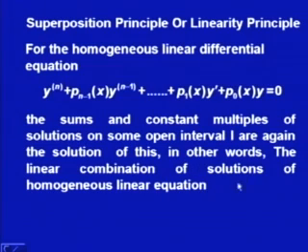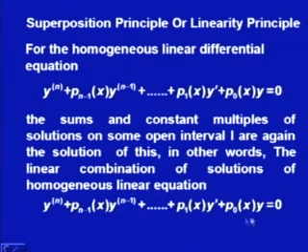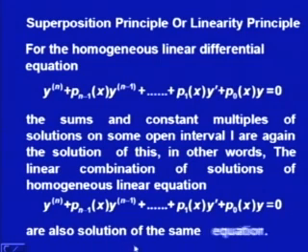In other words, the linear combinations of the solutions of a homogeneous linear equation are also solutions of the same equation. That is, suppose I have y1 and y2 as two solutions of this homogeneous linear equation. Then C1 y1 plus C2 y2 will again be a solution of this homogeneous linear equation of order n.